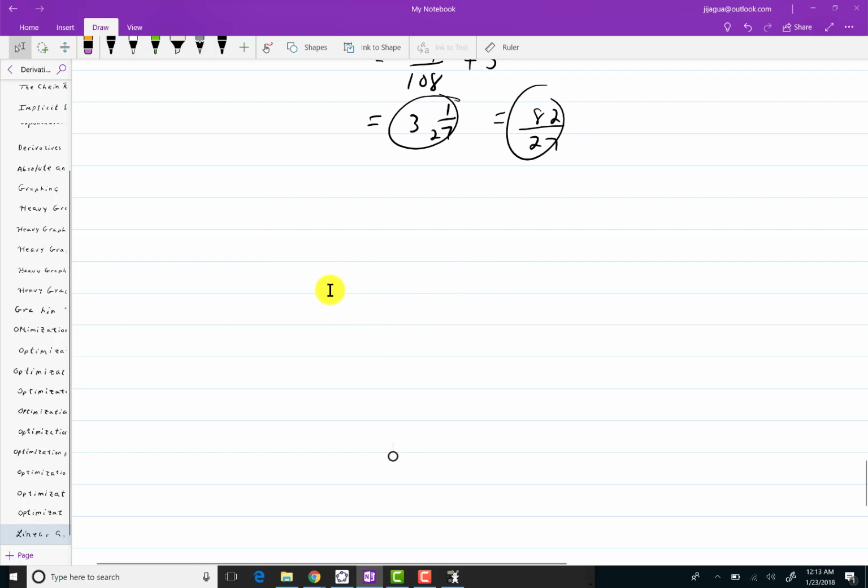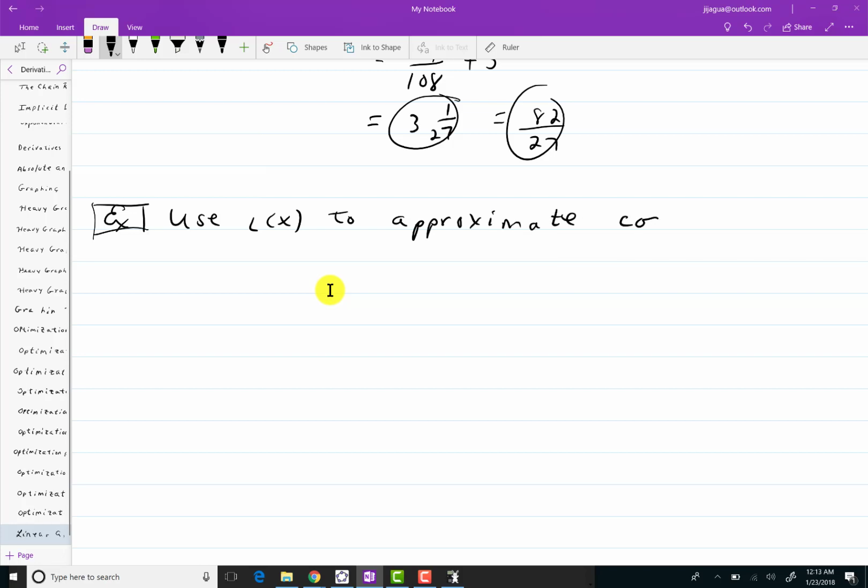Let's try one more. The first one I tried with sine, that may throw you for a loop if that's the only example you see here. Use L of x to approximate cosine of 65 degrees. Now this might be highly bothersome because I said stick to radians, stick to radians, stick to radians. And I'm going to stick to radians. Let me show you.